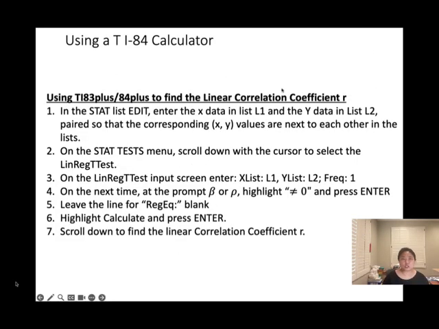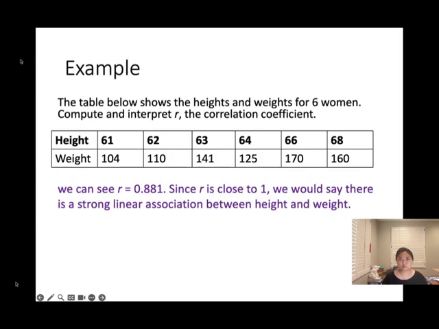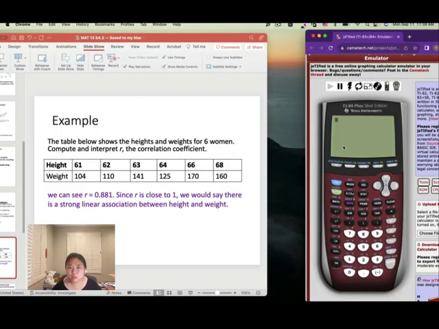This is the instruction for how to use the TI-84 calculator to find R. Let's try to do the example together using your calculator. First, click on Stat, then click on number 1, Edit. Let me clean up the data. Remember how to do it? Highlight L1, click Clear, and then Enter. Now I'm going to input the height in L1 and then the weight in L2.